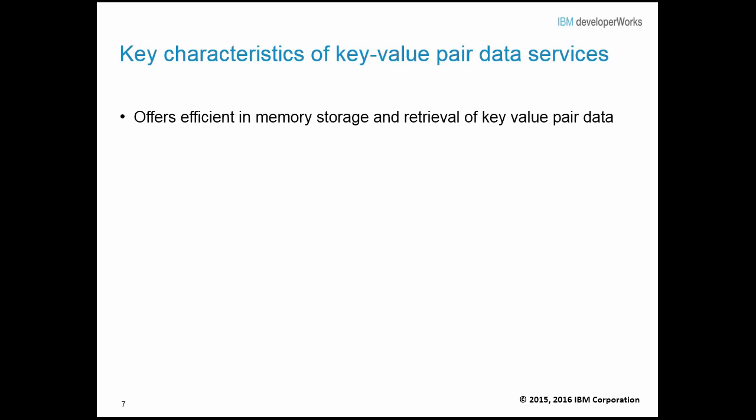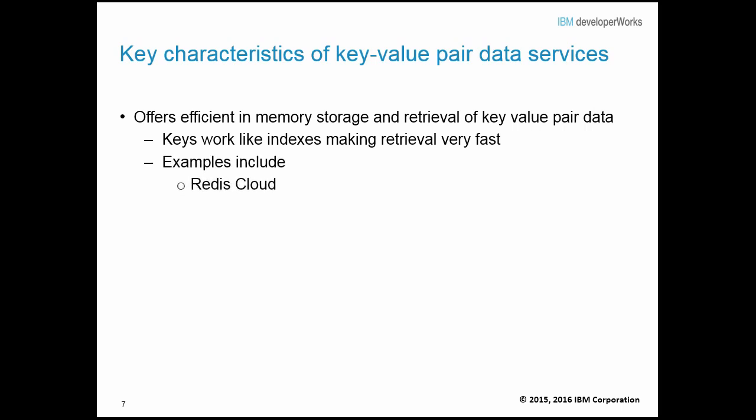Now let's look at key-value pair data services. These give you efficient storage in memory and efficient retrieval of key-value pair data. Each record consists of two values, a key and a value, and the keys work like indexes, making retrieval very fast. Examples of key-value pair services in Bluemix include Redis Cloud, the IBM Data Cache, and the IBM Session Cache.